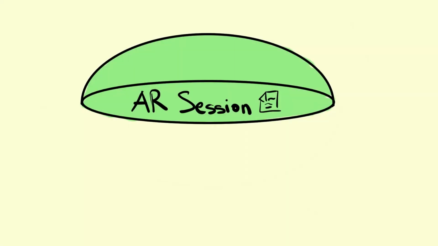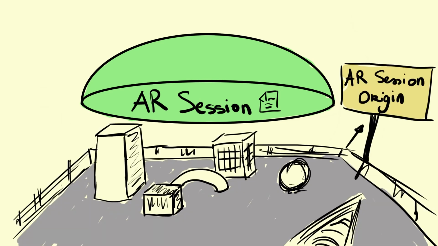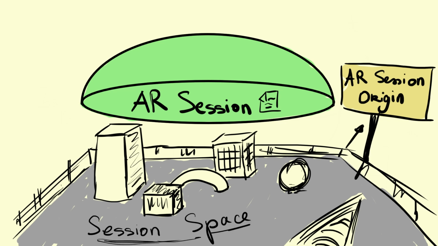AR session manages the whole AR state or the so-called session. The state of the whole system is managed and provided through the AR session class, and you can actually monitor if everything is installed, available, tracking, unsupported, and so on. AR session origin is the parent of all objects in your scene that you want to be anchored in the AR space. This space is called the session space.